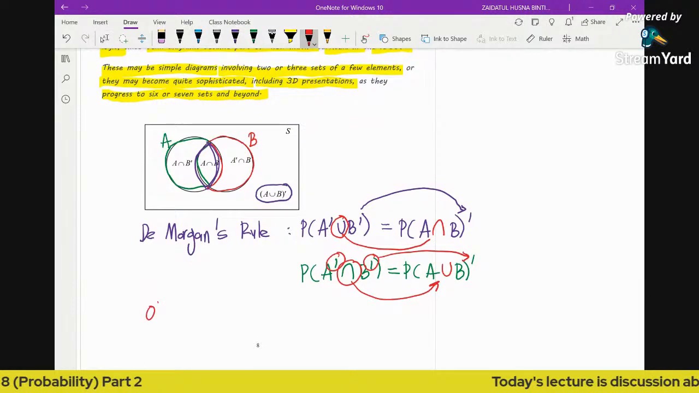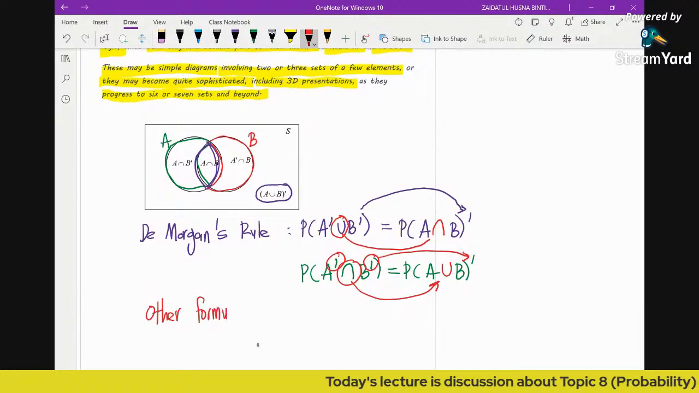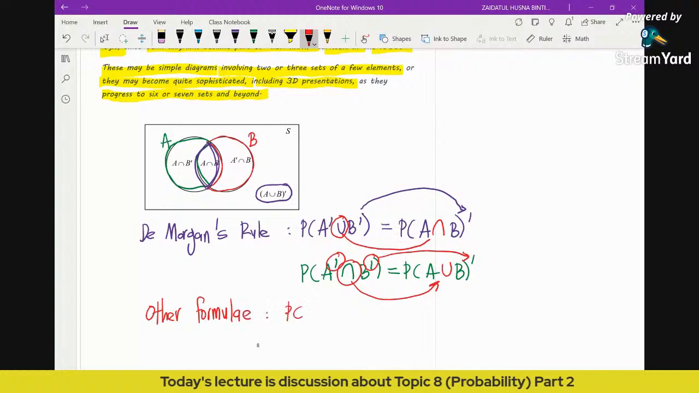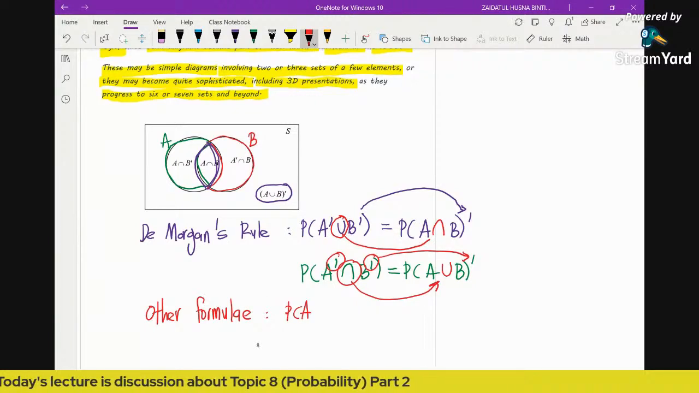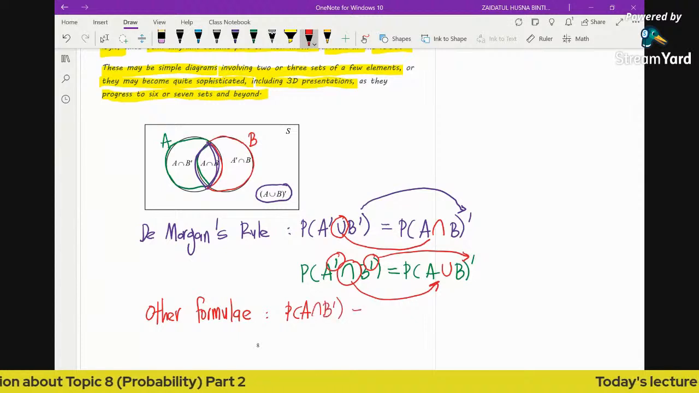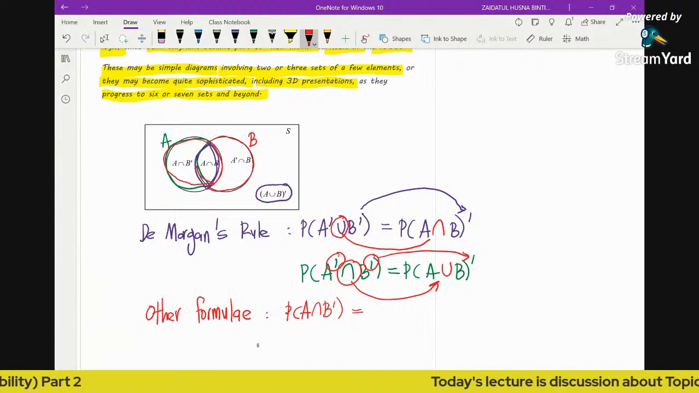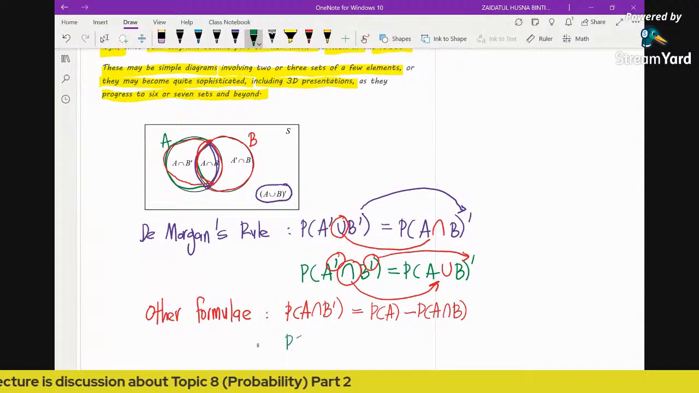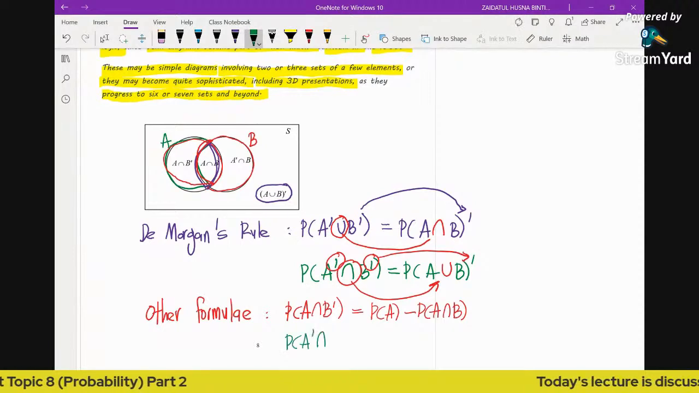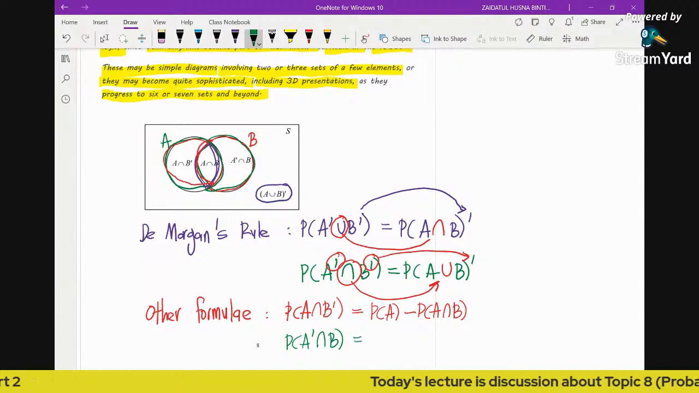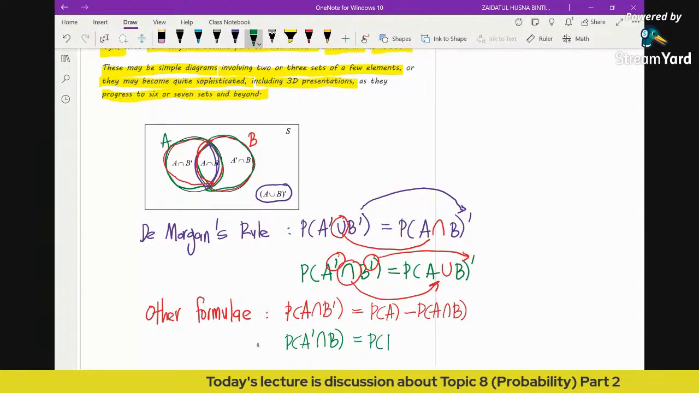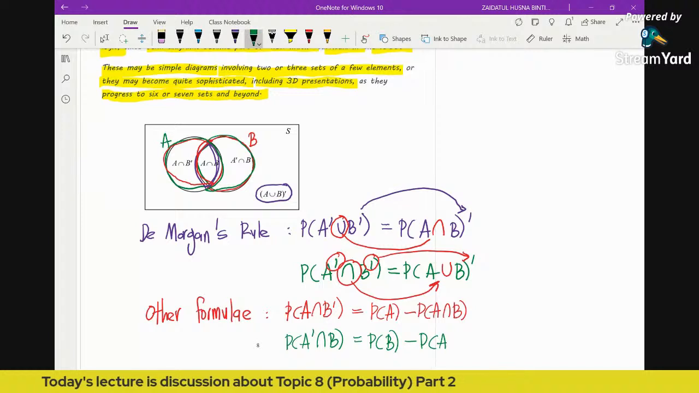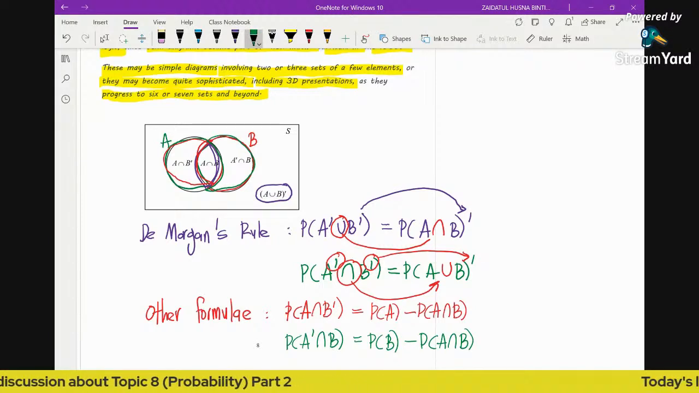Other formulas we have: the probability of A intersect B prime. How can we get A intersect B prime? This region, right? It's simply P(A) minus P(A intersect B). Or if you have the probability of A prime intersect B, you can get this by simply subtracting: P(B) minus P(A intersect B). Again, we can prove these other formulas using a Venn diagram.